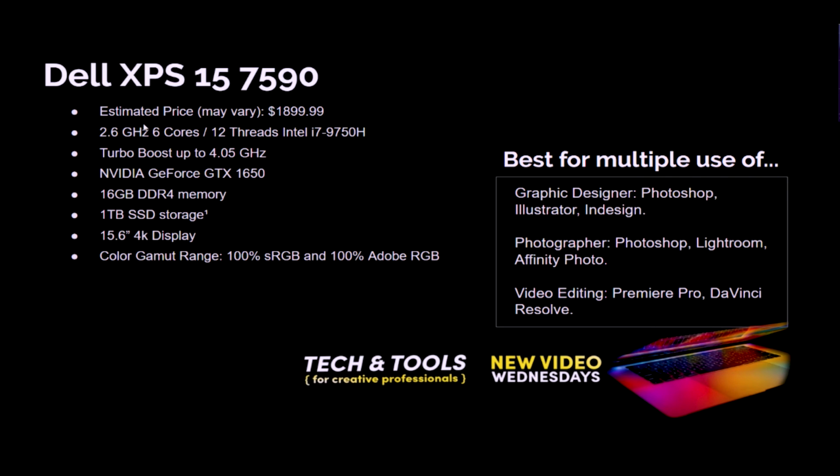It's around $1,900, and it comes with the GTX 1650 graphics processing unit, 16 gigs of RAM, 1 terabyte of solid state hard drive, a 4K color accurate screen at 100% sRGB and 100% Adobe RGB. Now, the newer Dell XPS 15 is going to come with either the i7-10750H or the i7-10875H. Two great processors, and then also I'm almost 100% positive you're going to be getting the GTX 1660 Ti. So it's definitely going to be a step up from this laptop.